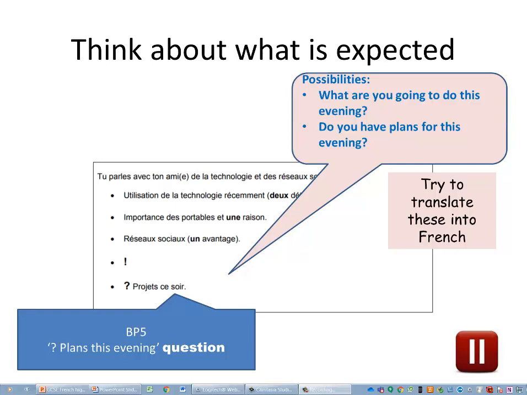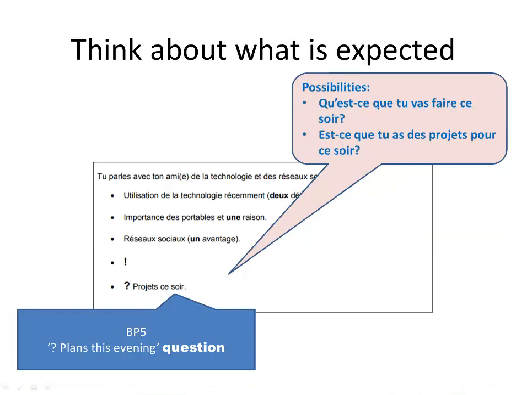I'm about to show the answers. So, what are you going to do this evening? Qu'est-ce que tu vas faire ce soir? Literally, what is it that you are going to do this evening? Qu'est-ce que tu vas faire ce soir? Or, do you have plans for this evening? Est-ce que tu as des projets pour ce soir? Est-ce que, is it that? Tu as, you have, des projets, plans pour ce soir, for this evening. Est-ce que tu as des projets pour ce soir?